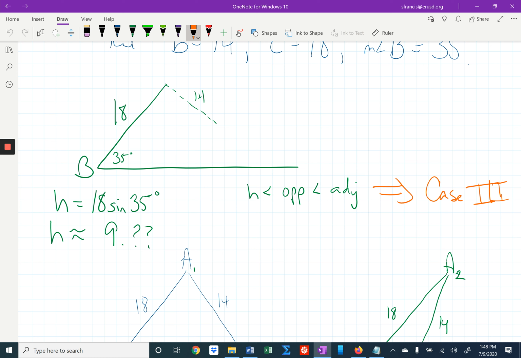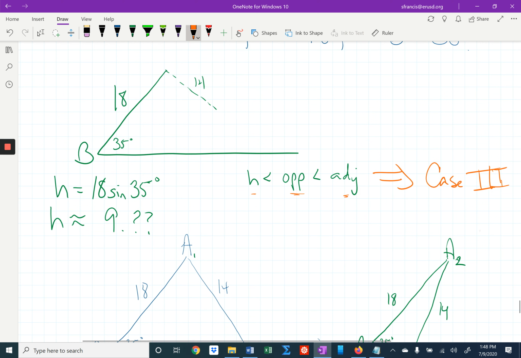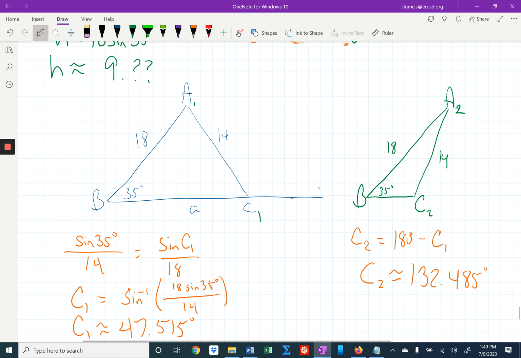And so we have that the height is smaller than the opposite side, which is smaller than the adjacent side, and this is case number 3, which means there are two triangles that come out of this. So the two possible triangles that come out of this look like this, okay? So where this side goes off and hits the right of the height, like this. And then we're going to go solve that triangle using the law of cosines.